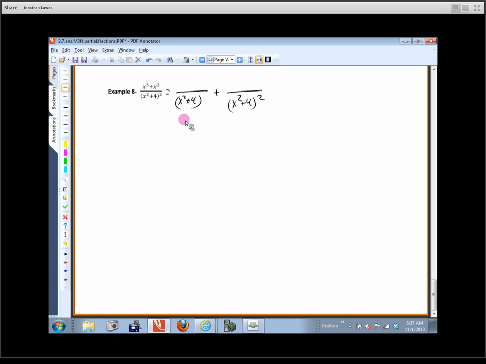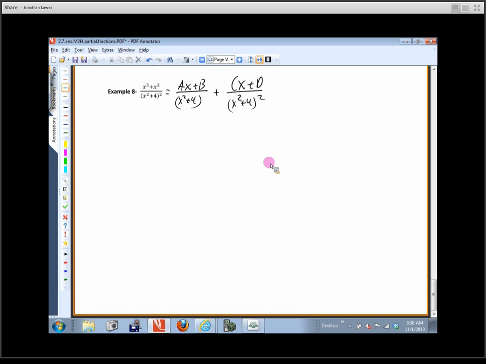Then the rule is the numerator is 1 degree less than the factor in the denominator. So this is degree 2. Nathan, what do I write on the top here? Plus B. Very good. This is a degree 2 factor. So Miranda, can you tell me what goes on the top of this one? Cx plus D. All right. So there's the setup. We've got the right format.